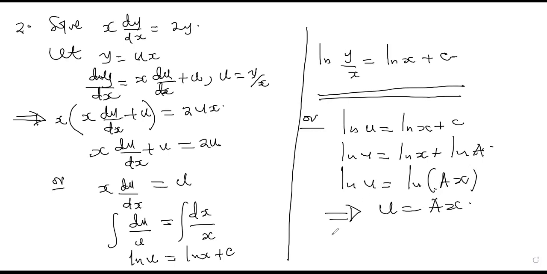So if u is equal to ax, then it would mean that y over x, which is u, is equal to ax, meaning that y is equal to ax squared. As simple as that.